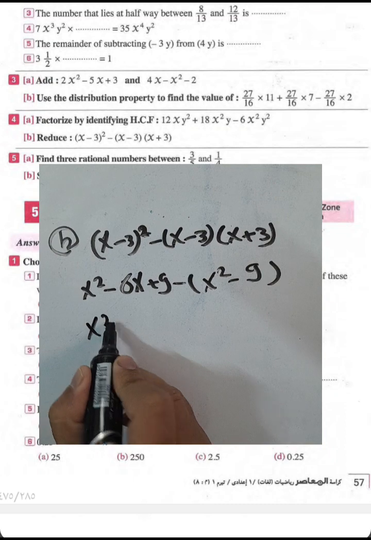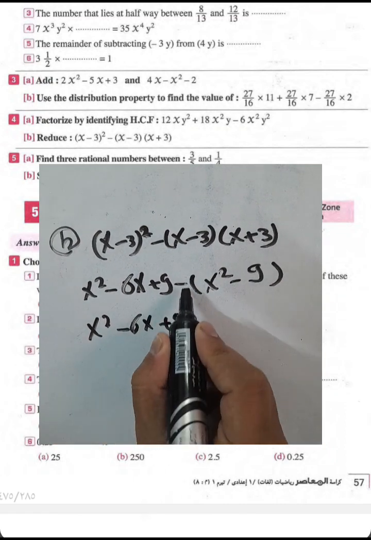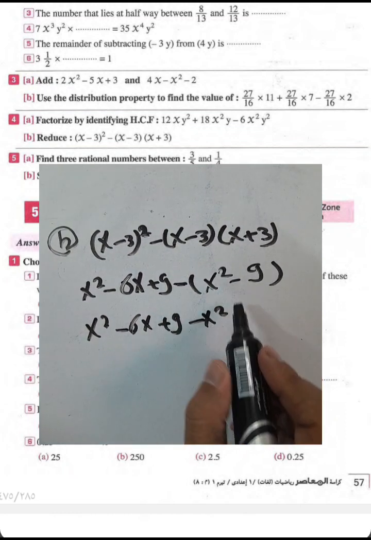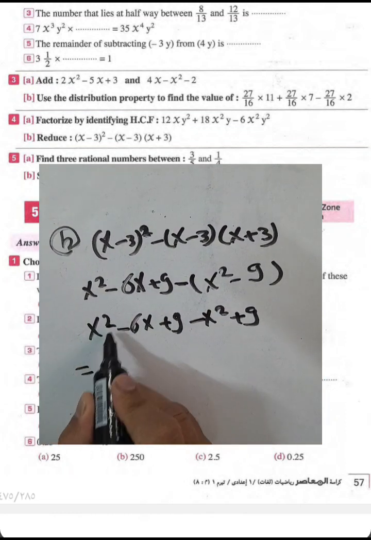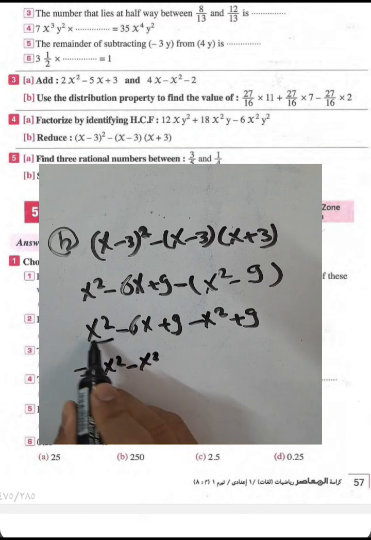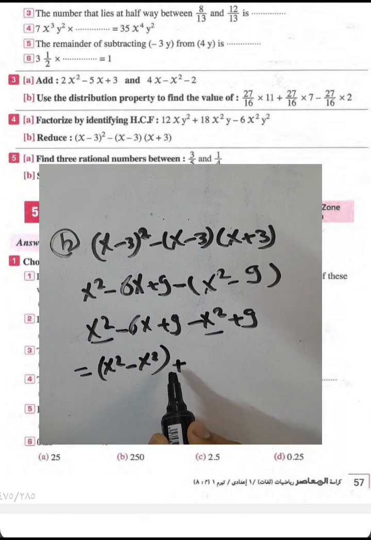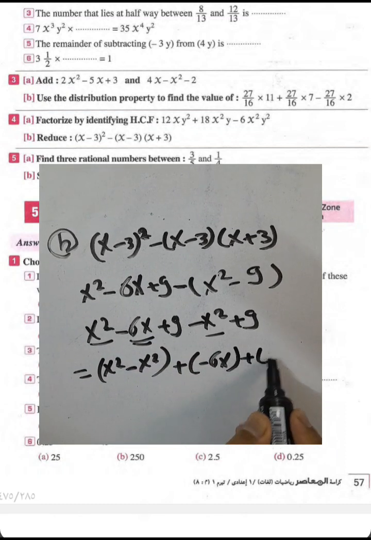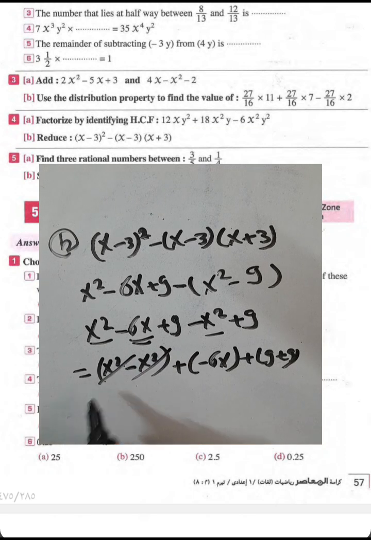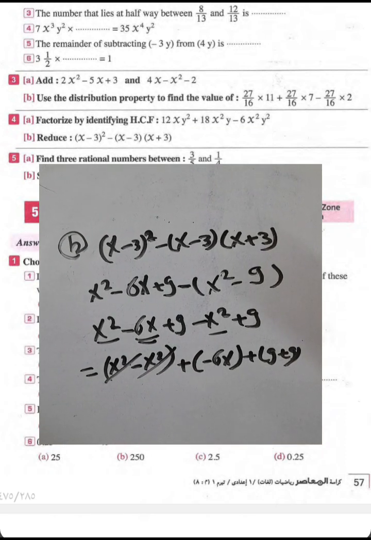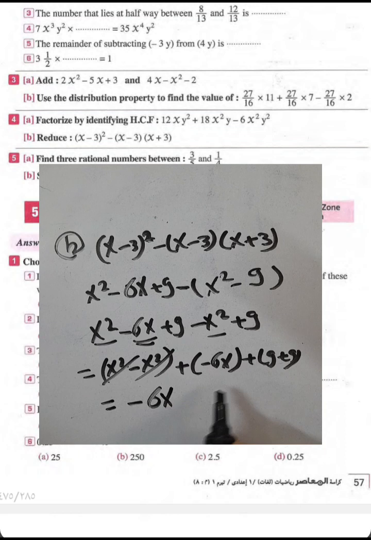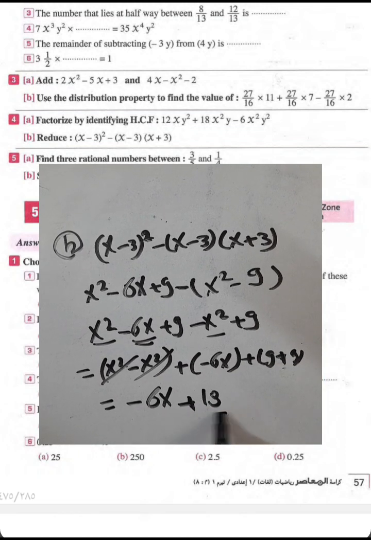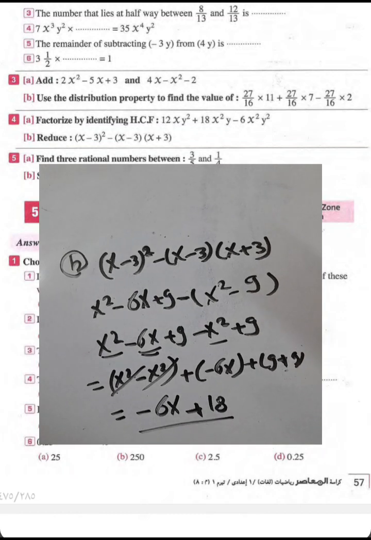And then write x power 2 minus 6x plus 9, and using distribution properties, negative times x power 2 will be negative x power 2, and negative times negative equals positive. And then x power 2 subtract x power 2, using commutative and associative properties, write negative 6x plus 9 and 9. We can cancel x power 2 with x power 2 here, and the remainder will be negative 6x, and 9 plus 9 will be 18. The result will be negative 6x plus 18. Okay.